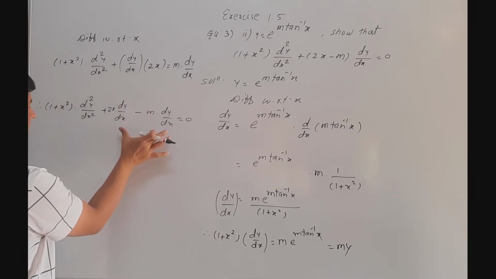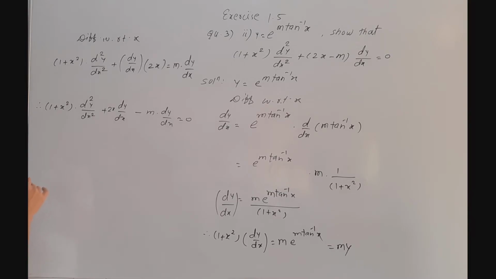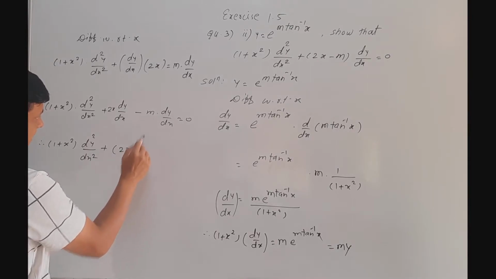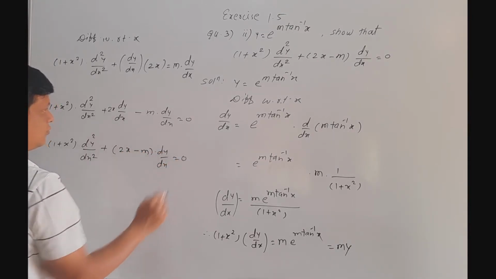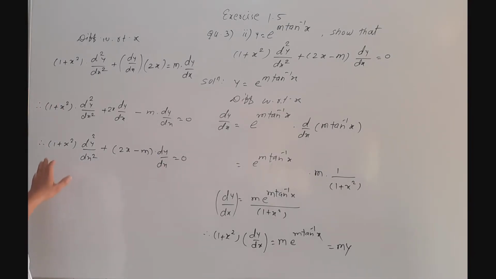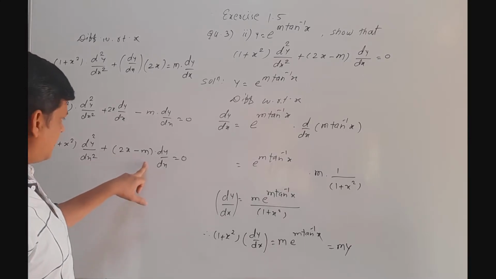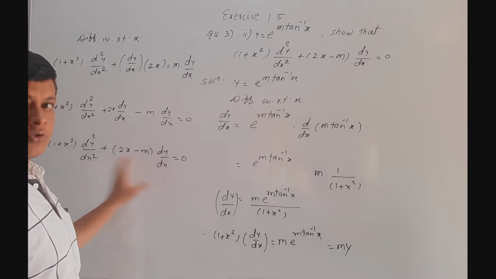Now we take this dy by dx common from the second and third term. So write 1 plus x square d2y by dx2 plus twice x minus m into dy by dx is equal to 0. Now we have to show 1 plus x square into d2y by dx2 plus twice x minus m into dy by dx equal to 0. That we show here.